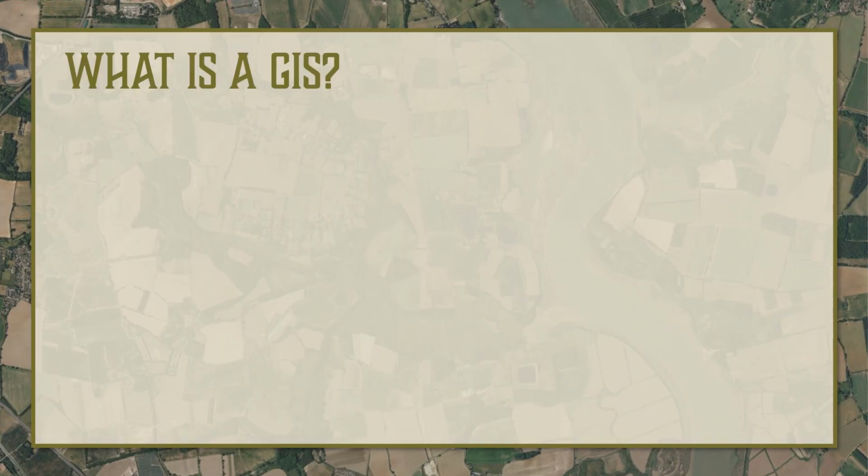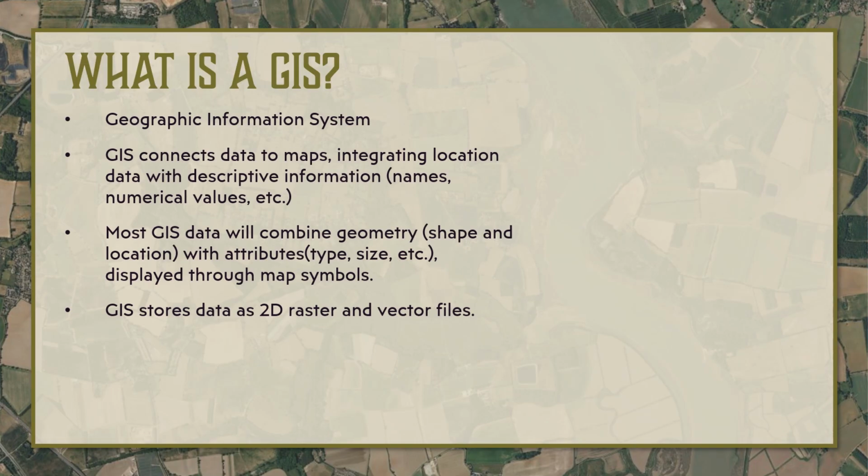So what is a GIS? It stands for Geographic Information System. And essentially what it does is connect data to maps, integrating location data with descriptive information. So that would be names, numerical values, etc. Most GIS data will combine geometry, so that can be shape and location, with attributes, so that could be type, size, or color, displayed through map symbols. And GIS stores data usually as a 2D raster or a vector file, and we'll come on to those in a minute.